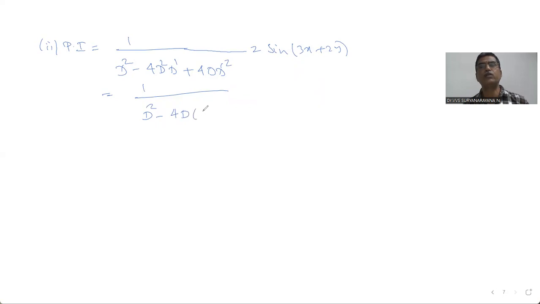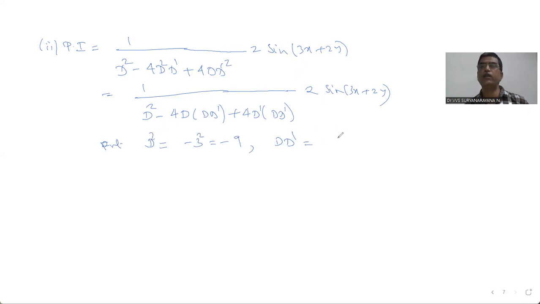Better to write this as d into d dash. Here also, better to write this as 4d dash into d dash, of 2 sine of 3x plus 2y. Now, put d square equal to minus a square, minus 3 square, minus 9, and d dash with minus of ab, where a means 3 and b means 2.